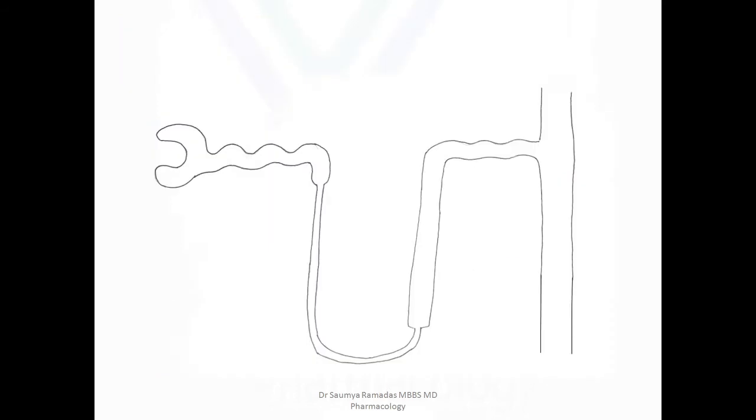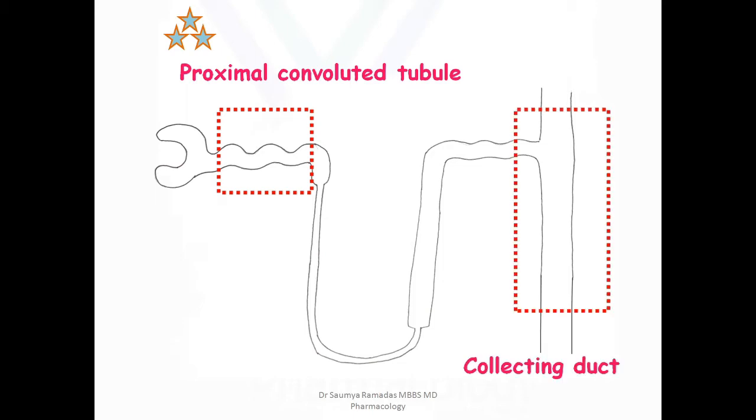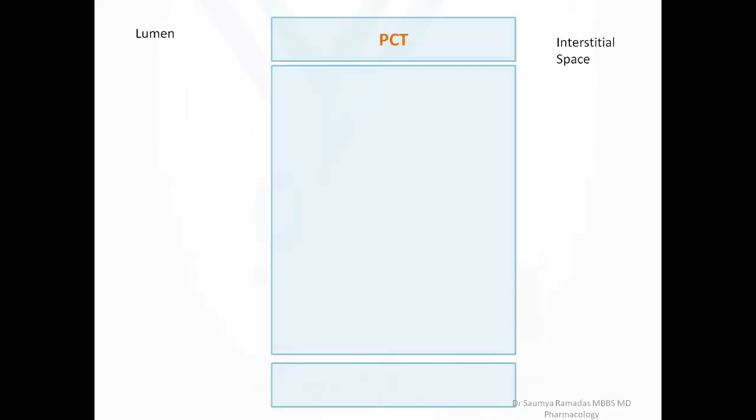The site of action of carbonic anhydrase inhibitors is primarily the proximal convoluted tubule, and it has a secondary action in the collecting duct. Let's first see what happens in the proximal convoluted tubule, which is the primary site of action of carbonic anhydrase inhibitors. The glomerular capillary tuft filters most of the solutes except for proteins. Thus, the tubular fluid that enters the proximal convoluted tubule is an ultrafiltrate of plasma.